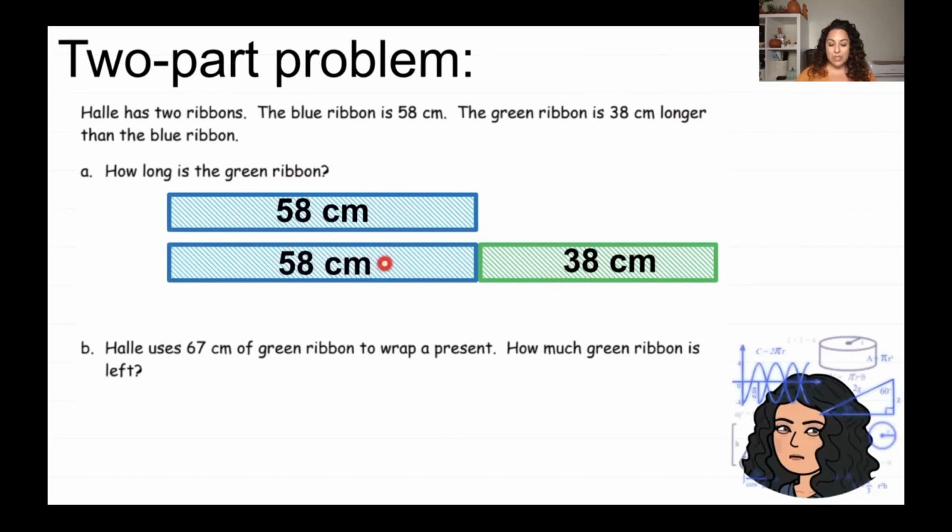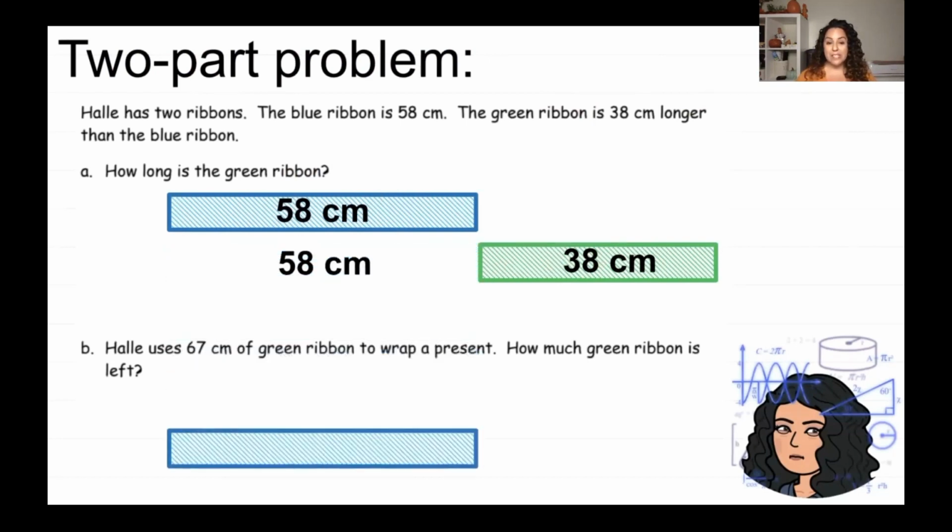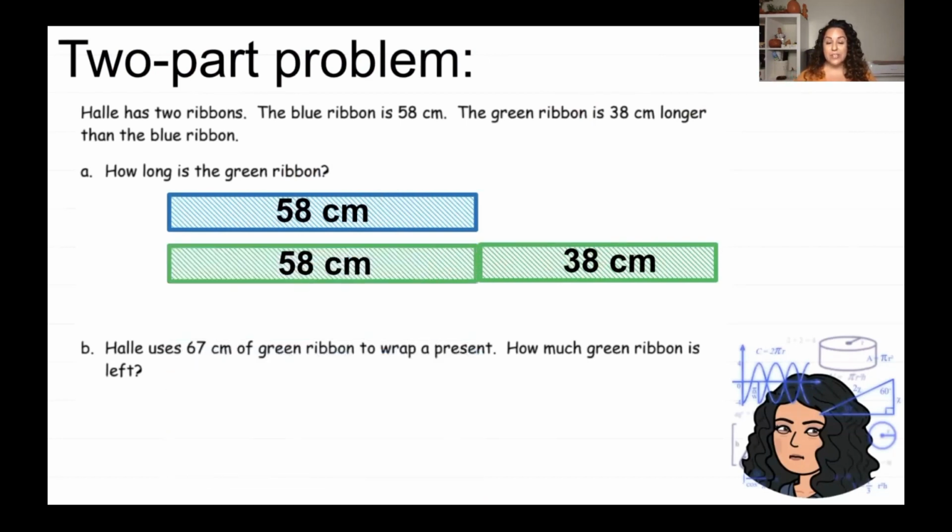Now remember, this is all a green ribbon. So let's go ahead and change that blue out. And let me go ahead and show you what it looks like in green. You could still see that this is 58 and this is 58. But if I'm going to figure out the length for the green ribbon, I'm going to have to add these two numbers together. So my number sentence looks like this, 58 plus 38. Those two numbers are not friendly. I have 2 8s in the ones place, and that can get a little tricky.